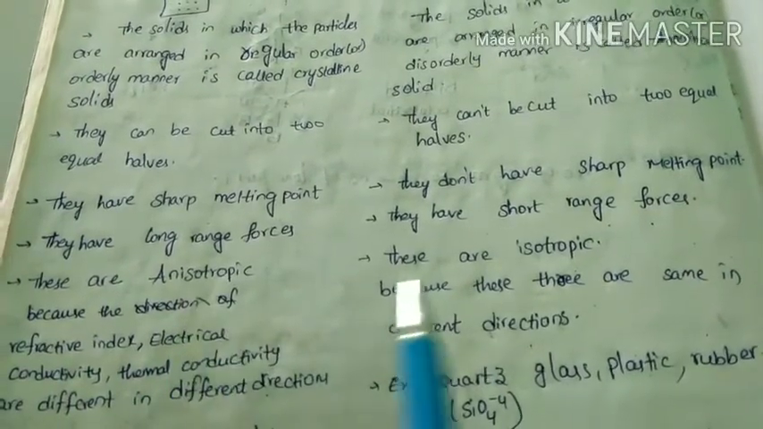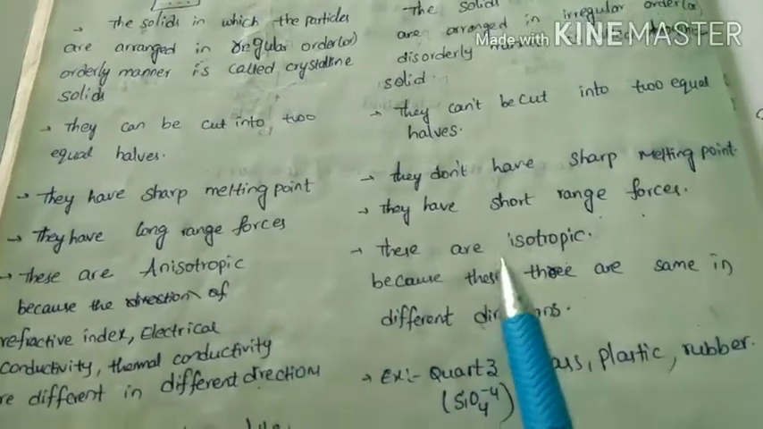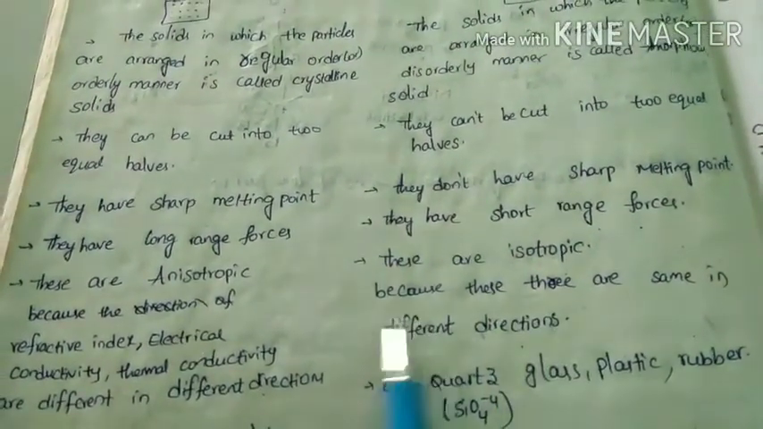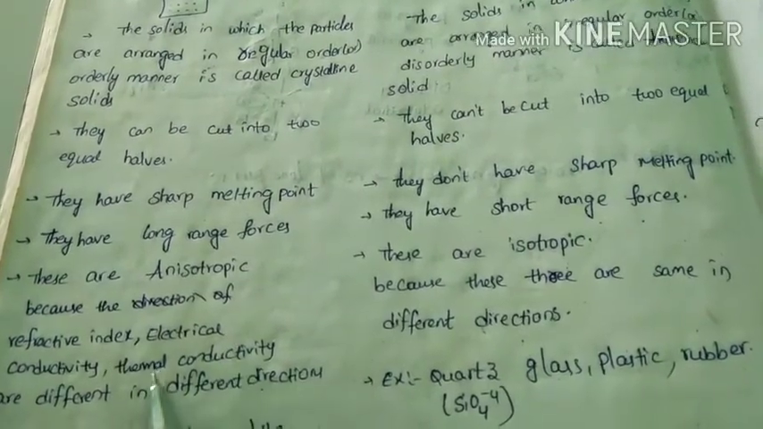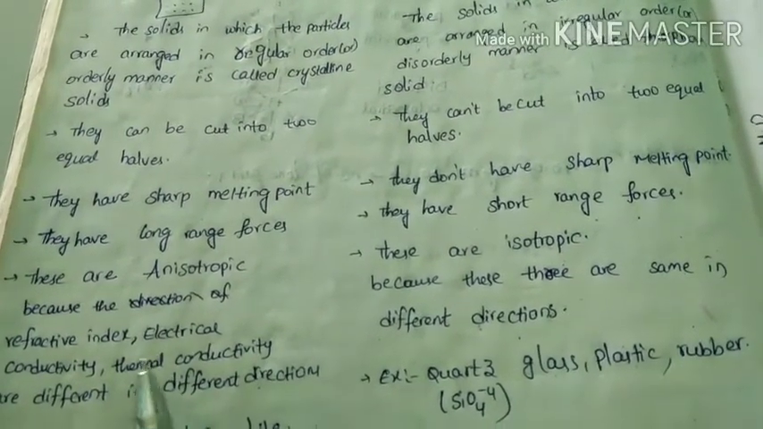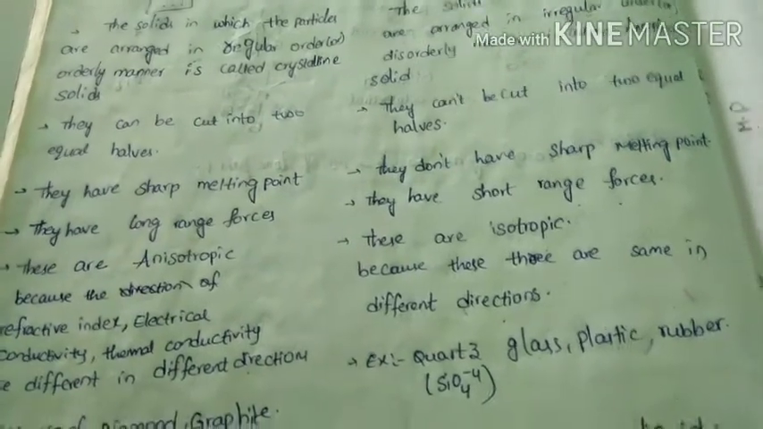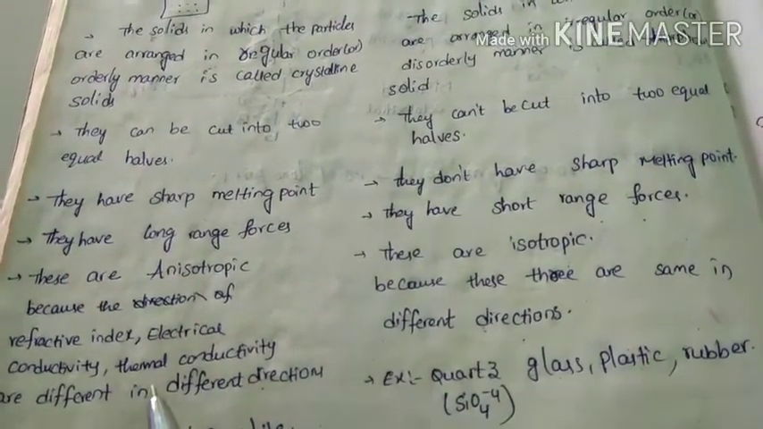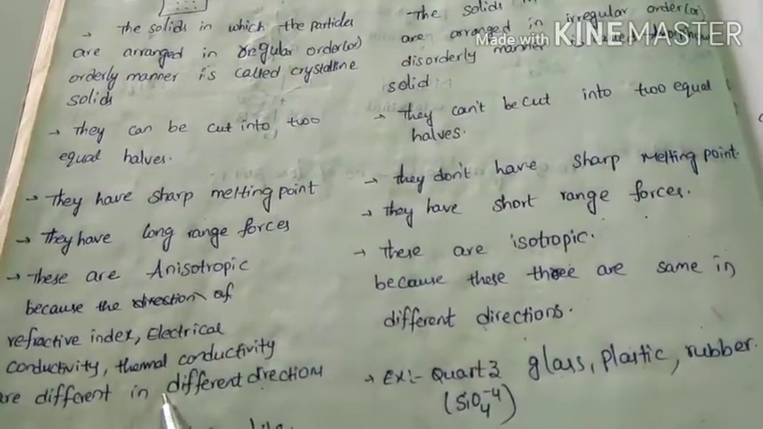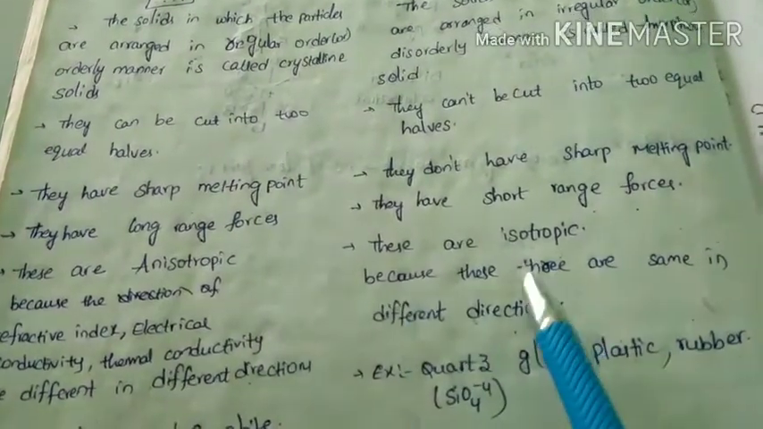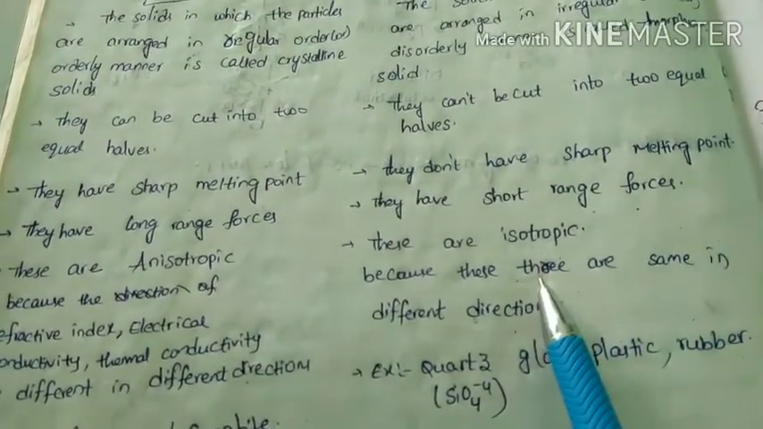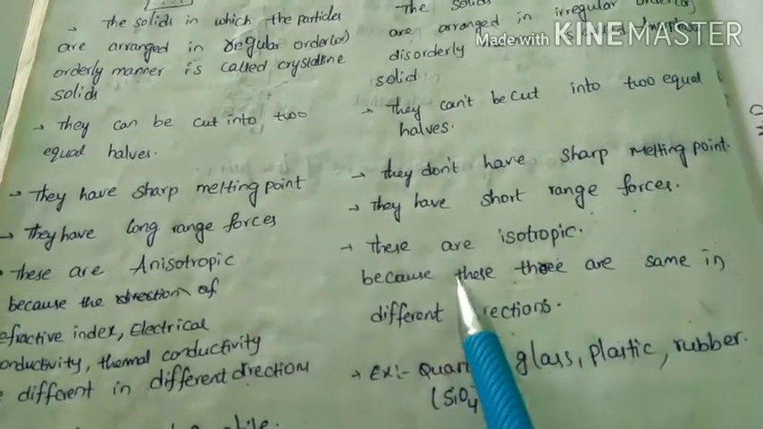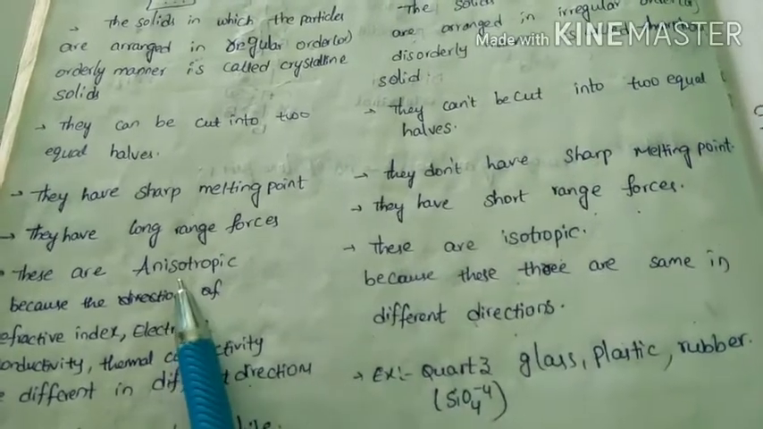The next point is that crystalline solids are anisotropic and amorphous solids are isotropic. Iso means same, aniso means different. So what is same? Here some properties are there: refractive index, electrical conductivity, and thermal conductivity. When we measure these three properties in solids in different directions, that is the x-axis, y-axis, and z-axis, crystalline solids show different values in different directions. But amorphous solids show the same values in all directions even though the particles are in an irregular manner. That is why these are called isotropic. Anisotropic means not the same.